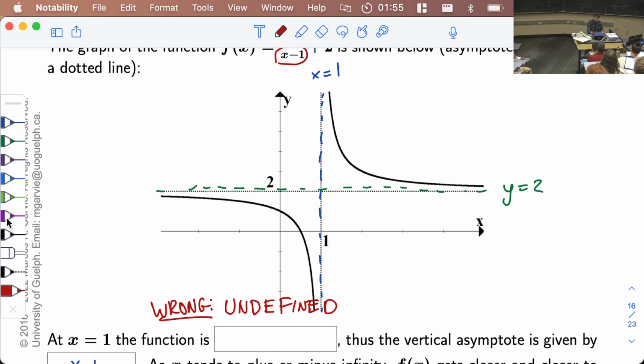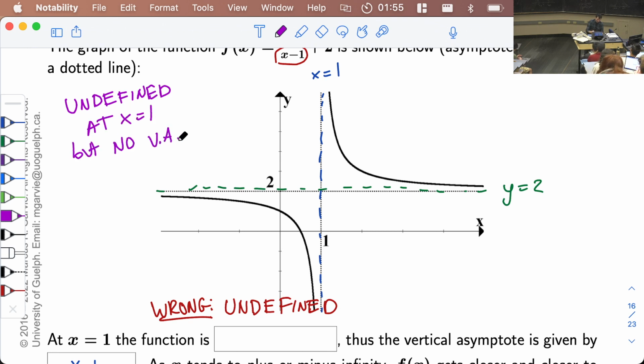Let's draw in pink here. Let me draw another function, which is undefined at x equals 1, but has no vertical asymptote. Let's call that g of x. Here's my g of x. Are you guys ready? It goes like this. It's undefined at x equals 1, and it just has a hole, and then it goes like that. So this function is undefined at x equals 1, but it has no vertical asymptotes.